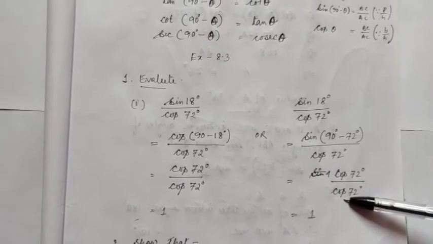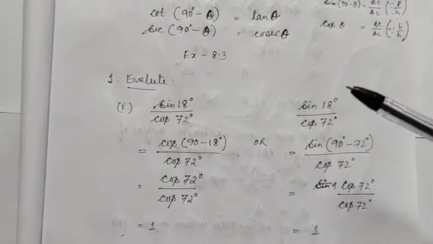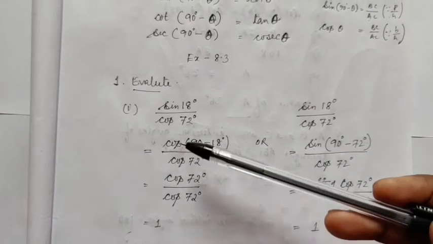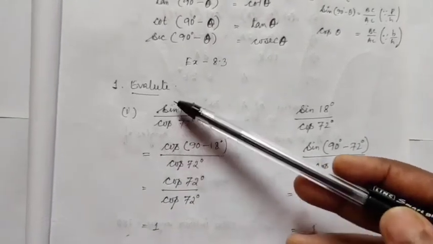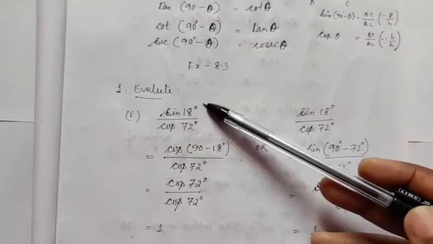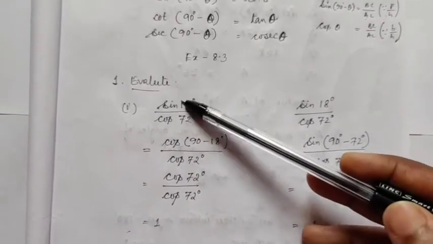Okay, cos 72 degree down, cancel 1. In this way you will be solving. Okay, so here whatever question I will solve, I will use this method. Sine and cos are complement, so sine 18 is given, so the complement angle is cos, so cos 90 minus the same angle here.